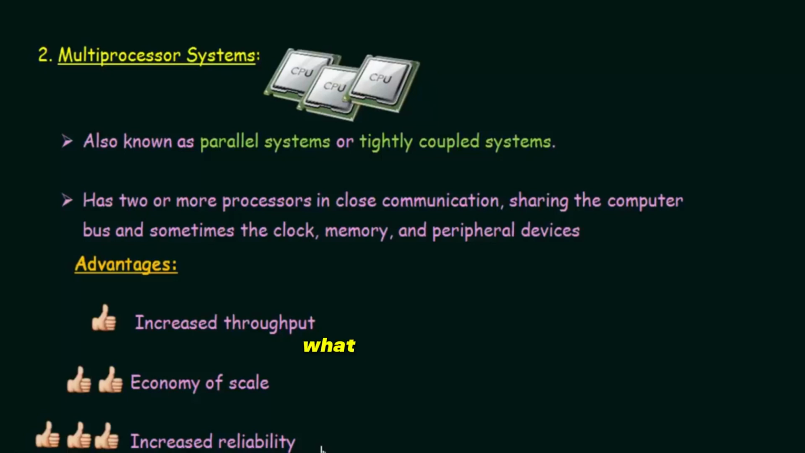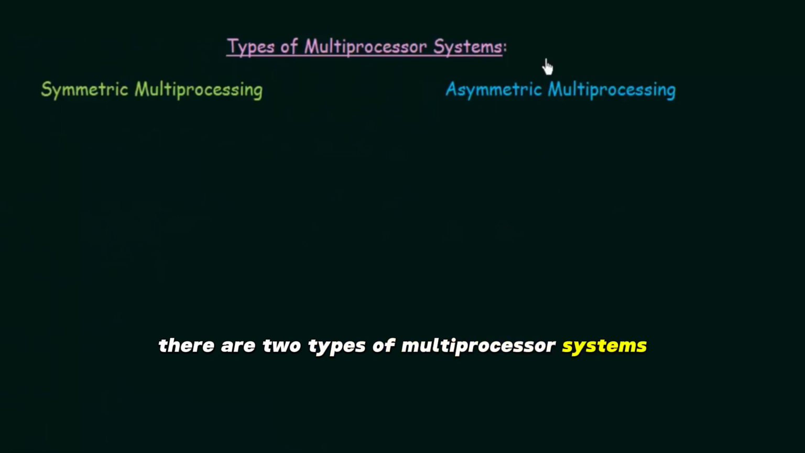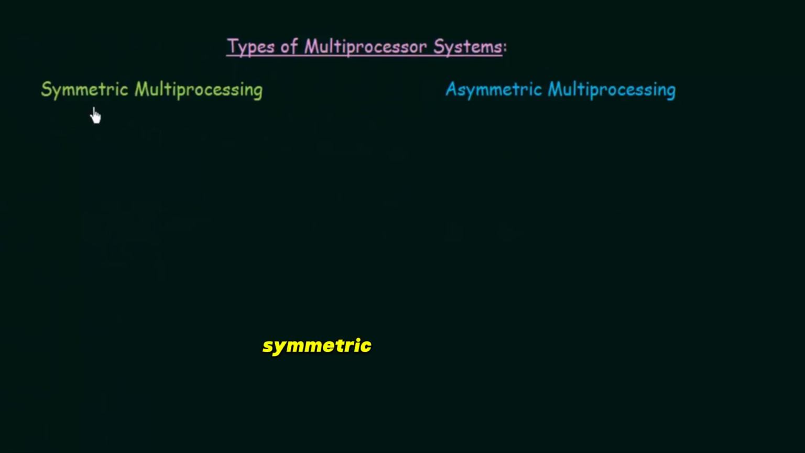Now let us see what are the types of multiprocessor systems that we can have. Basically, there are 2 types of multiprocessor systems. The first one is called symmetric multiprocessing, and the second one is asymmetric multiprocessing. Now let us see what the difference is between these 2 types of multiprocessing systems.